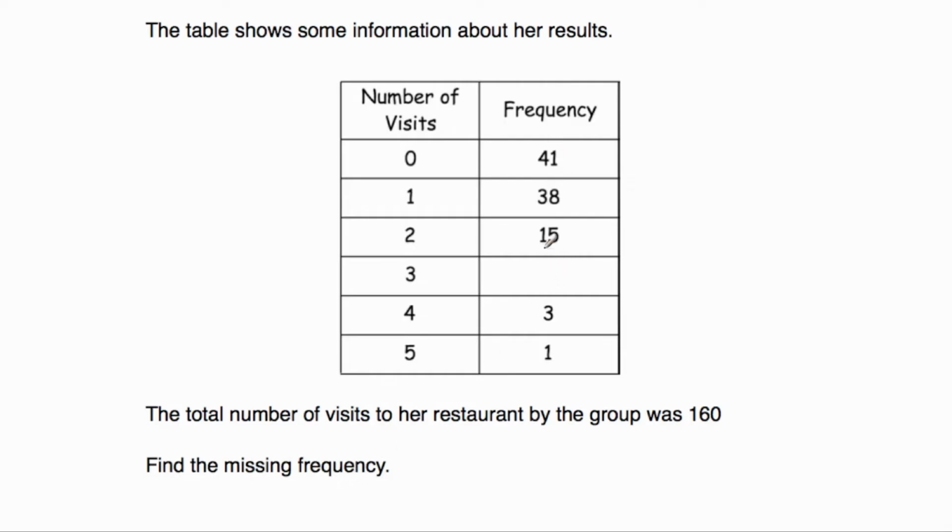Now don't add up these numbers and take them away from 160, because this frequency represents the number of people in the group. So she asked 41 people, they said no visits. 38 people said 1 visit, and so on. This 160 would be the total number of visits.